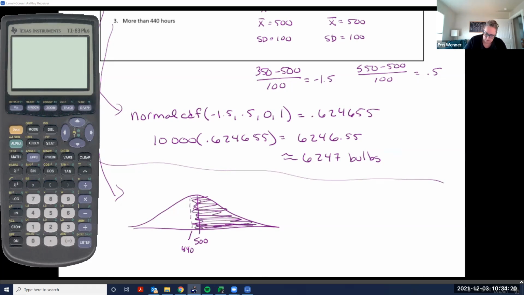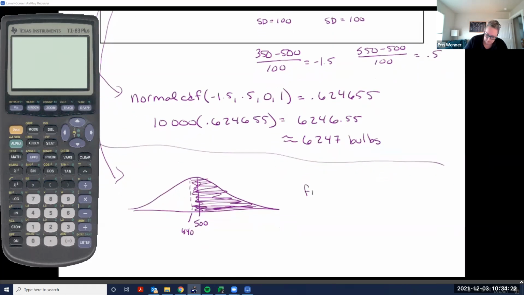So the first thing you're going to do is find the z-score. And so if we're going from here, that means we're going to have 1E99 on the right-hand side as our upper bound. So then we're going to do normal CDF. And then we're going to take that amount and multiply it by 10,000. So I want you to send me your final answer, rounded to the nearest whole number of what you get.